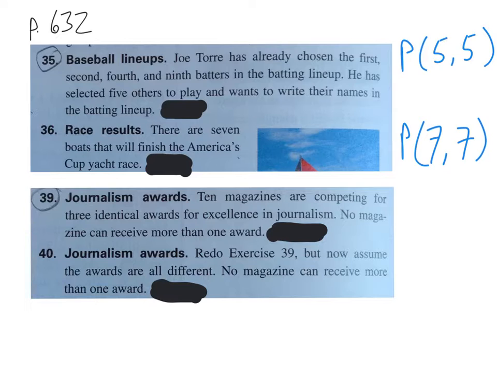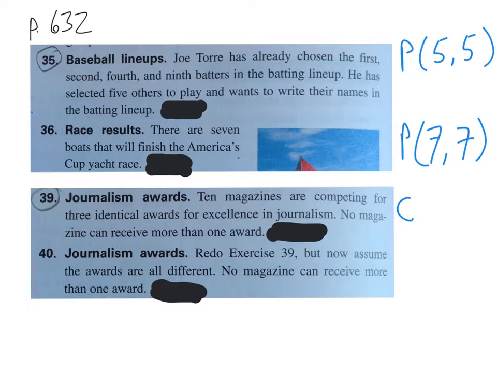39, 10 magazines are competing for 3 identical awards for excellence in journalism. No magazine can receive more than 1 award. So there are 10 magazines, and they're competing for 3 identical awards. Does order matter or does it not? Well, I don't think order matters at all here because since they're the same awards, you're automatically those 3, whatever 3 you choose from, because there's 3 awards, they're all going to get the same thing, and the order that you choose them isn't going to matter again because you're getting the same thing. So order is not going to matter.